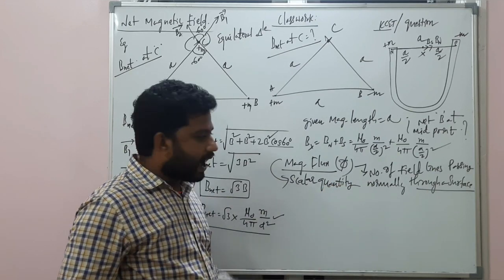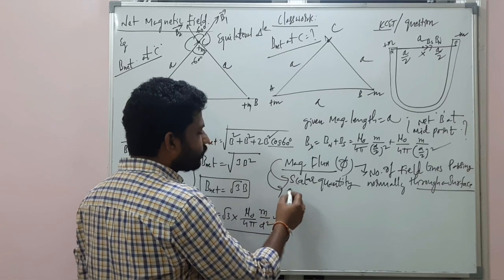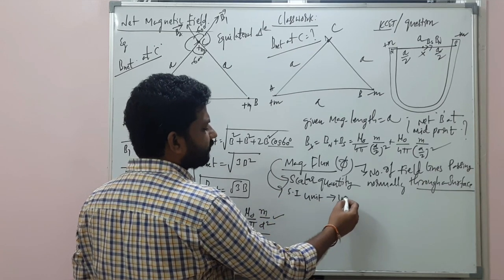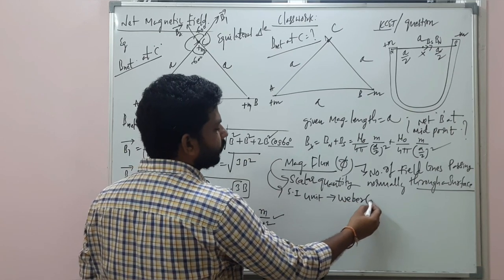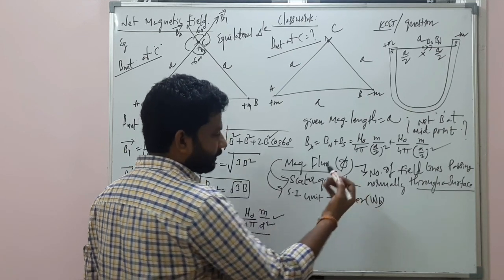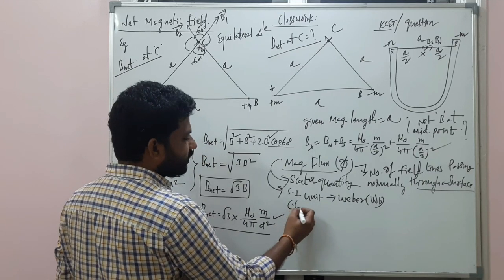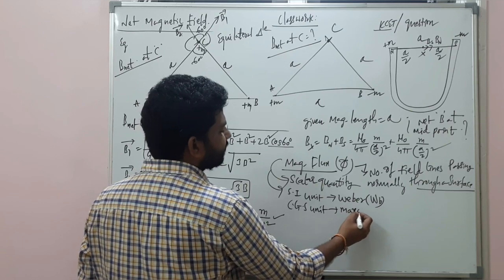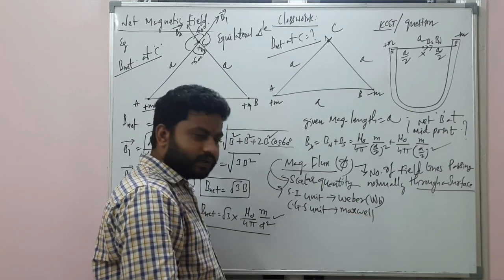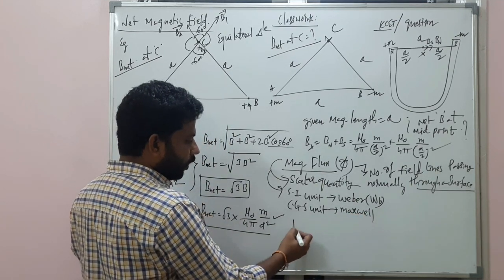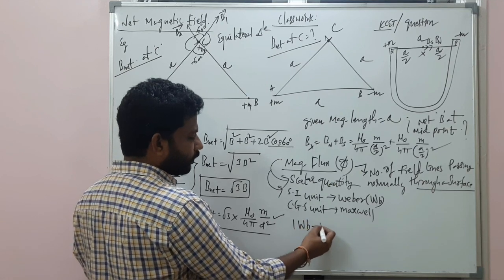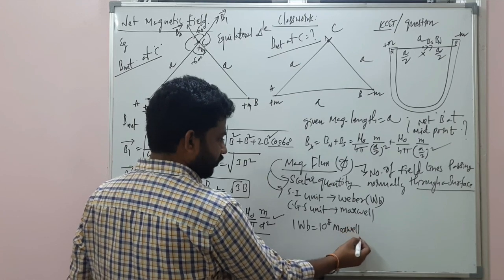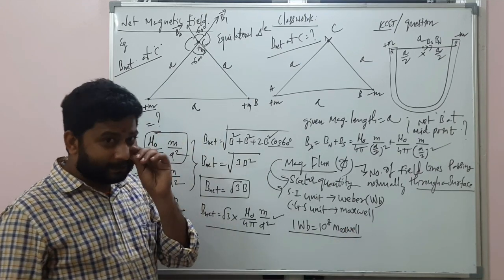The SI unit of magnetic flux is the Weber. The CGS unit of magnetic flux is the Maxwell, right? So there is a relation between them. 1 Weber is equal to 10 raised to 8 Maxwell.